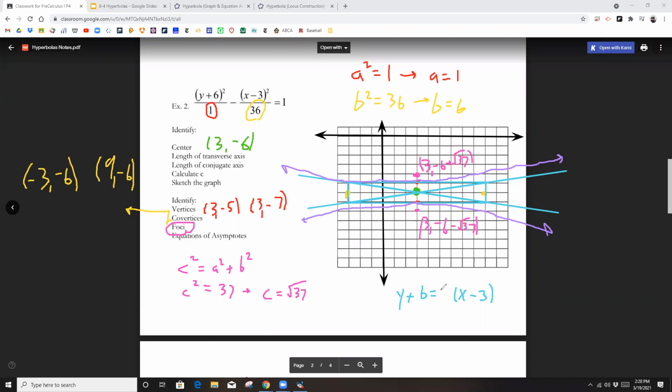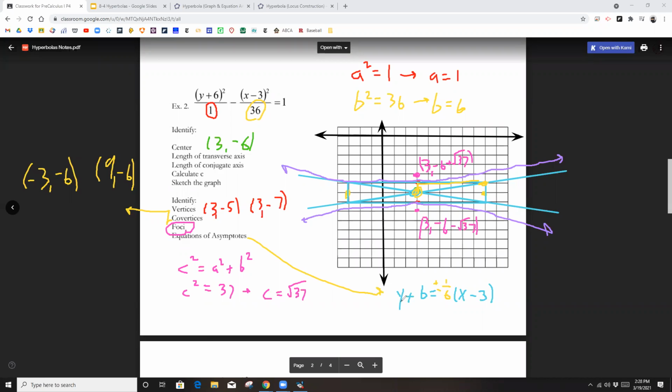Now our slope is just going to be, in this case, A over B, because now it's a vertical hyperbola. From this point to this point, two points on our asymptote, we move up 1 to the right 6. So our slope is going to be 1/6, or for the other asymptote, it'll be -1/6. So you can add the plus or minus. And now those are the equations of our asymptotes.